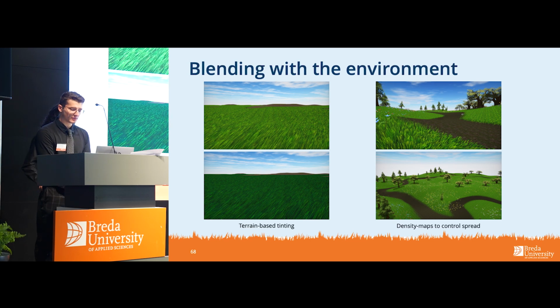Furthermore, a color map comes into play. While opting for stylistic flat shading for the grass blades, we aim for diversity within each blade's appearance. The color map enables us to dynamically sample colors based on the grass blade's position on the terrain.